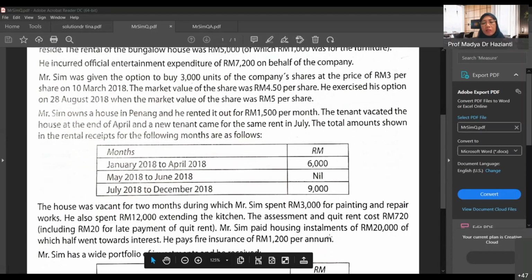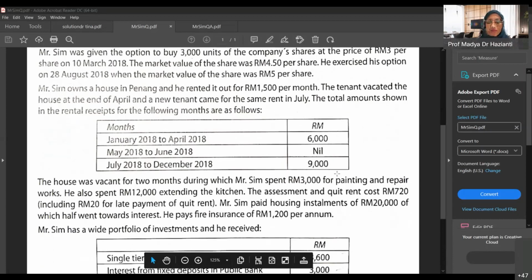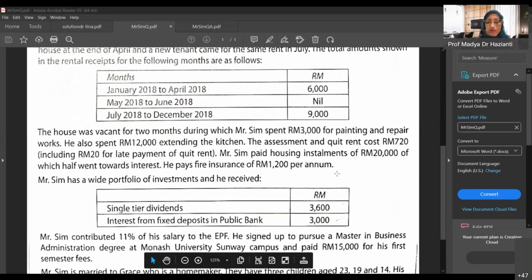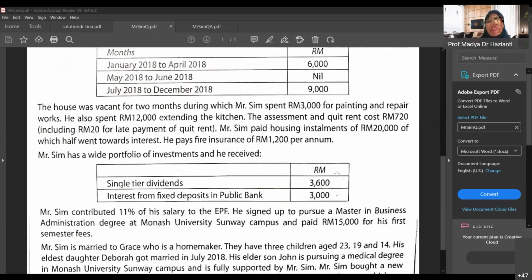Mr. Sim paid housing installment of 20,000, of which half went towards interest. This you also have to work out. Like the 900 I gave earlier, this is half. So half means 10,000. He pays fire insurance of 1,200 per annum. Okay, tired of reading the question, it's long, right? But you have to extract out all the information and present it according to section later.